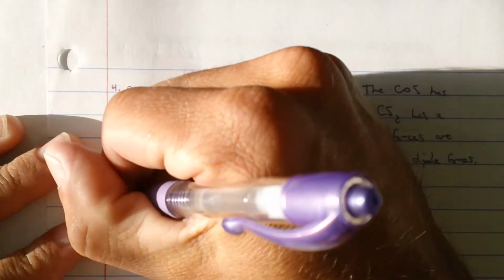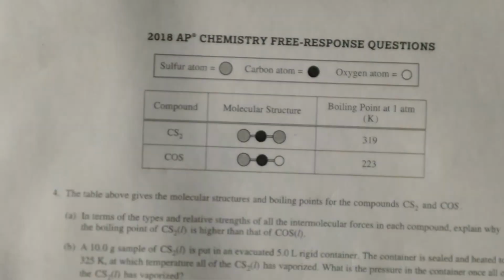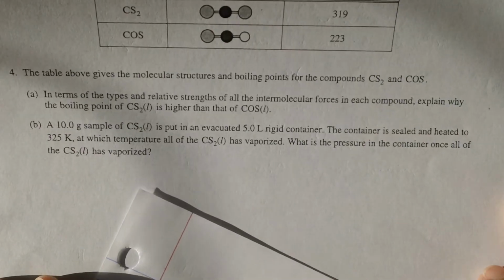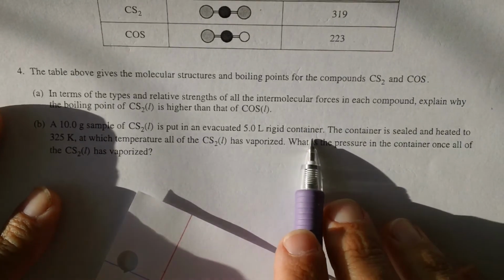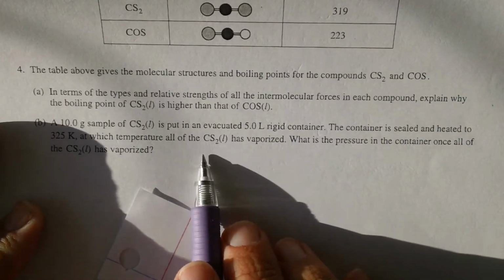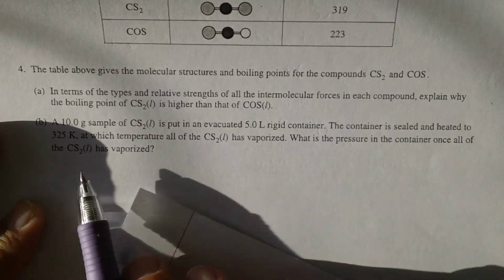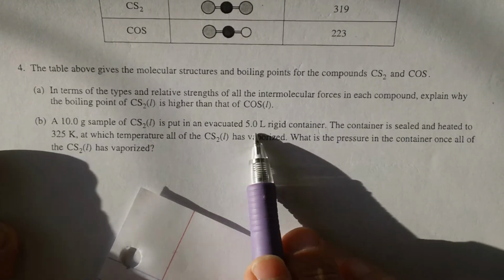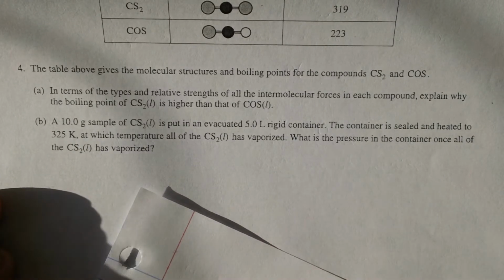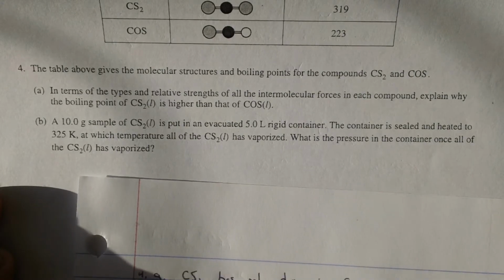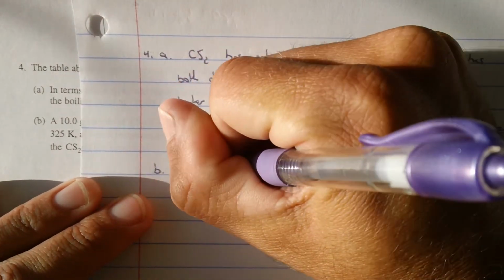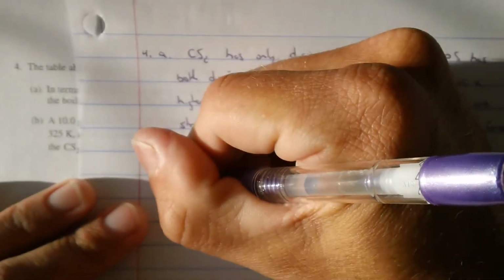So that's A. There's 2 points in A, and then we come back in B. B says a 10-gram sample of CS2 is put in an evacuated 5-liter rigid container. The container is sealed and heated. At which temperature CS2 all has vaporized? What's the pressure in the container once it's vaporized? Listen, volume, temperature, pressure. If you don't start with PV equals nRT, the ideal gas law formula, then you are a fool, right? So that's where we're starting. We are hoping it's going to be PV equals nRT, where we are solving for pressure.